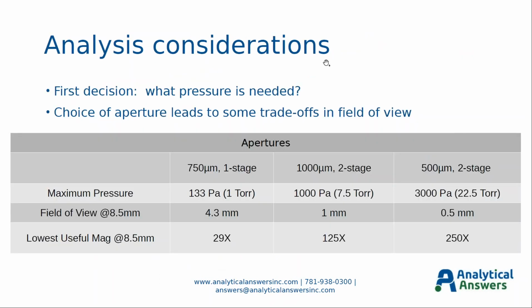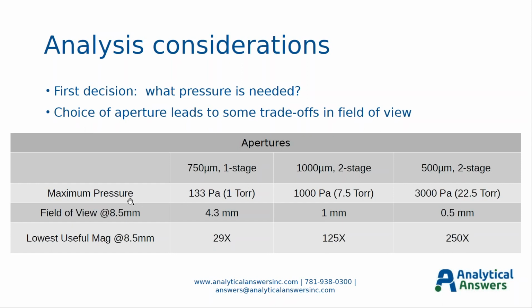So the first consideration refers to the pumping system and the apertures that you install into the end of the column to give you that differential pumping. And so first you have to think about what pressure you need to get to in order to achieve the proper wet conditions, but the choice of aperture leads to a smaller field of view in most cases.